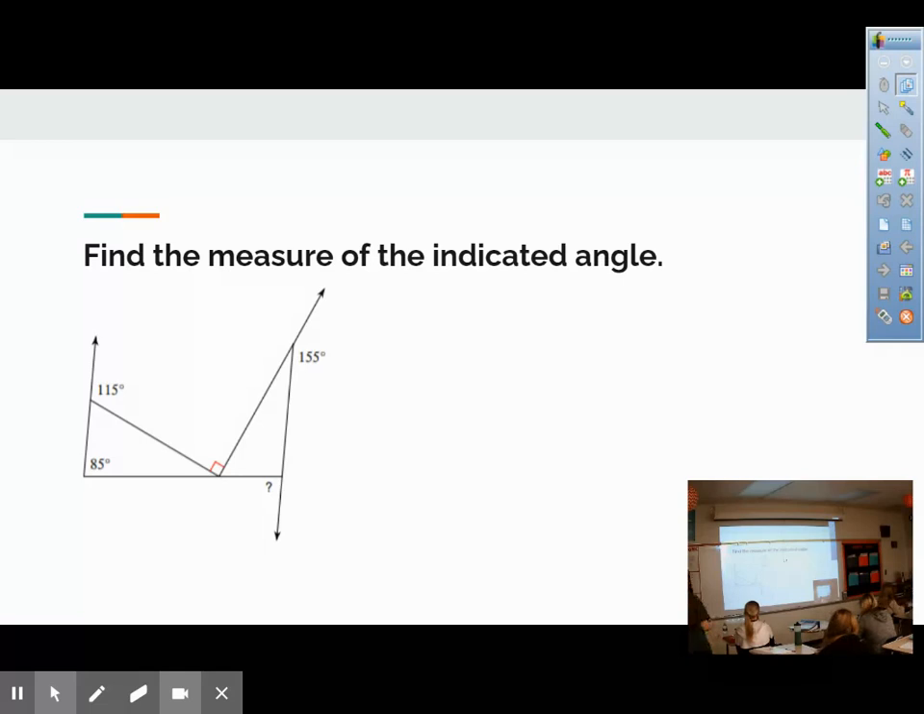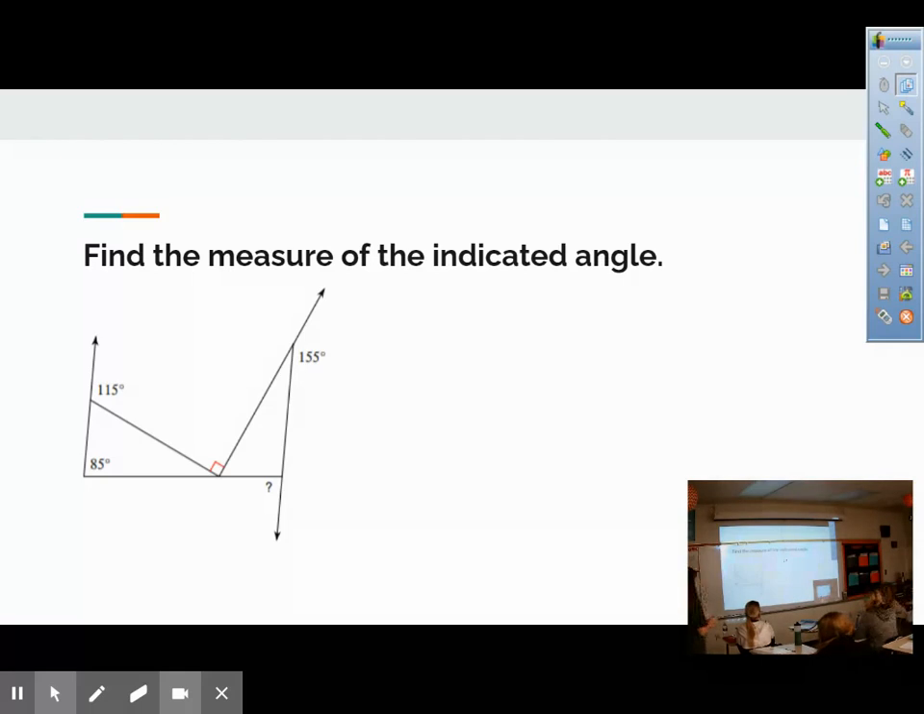Wait, so did I do this right? No. I subtracted this from 180. It's that you add this one, this one. You can do that too, because what's 60 plus 25? Either method works. You did not explain it correctly. Yes, I did. I literally said 180 minus 95.